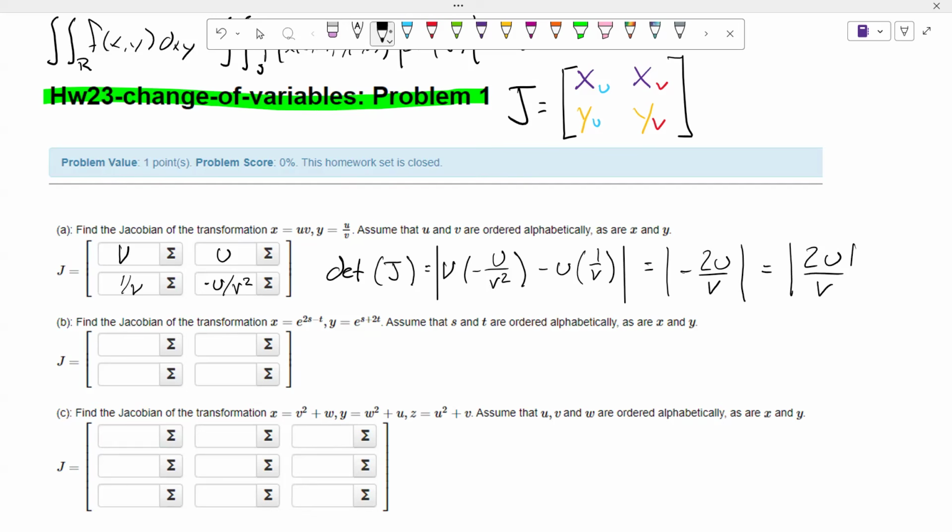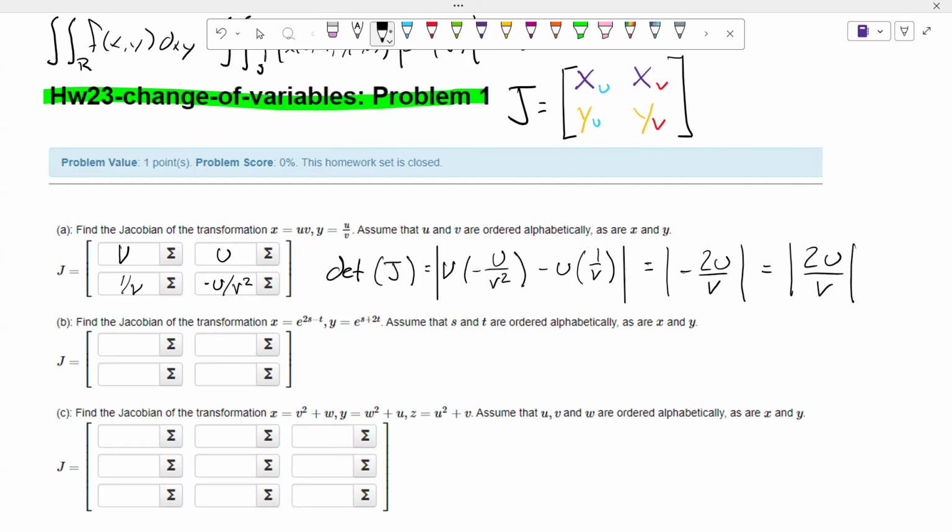But I suppose I could at least evaluate out that negative that's in there. But I would also need to know, like, are u and v both positive? Are they both negative? Is one of them positive? Is one of them negative? We would need to know more stuff to fully evaluate that determinant. So instead, I'll just leave it as its absolute value.